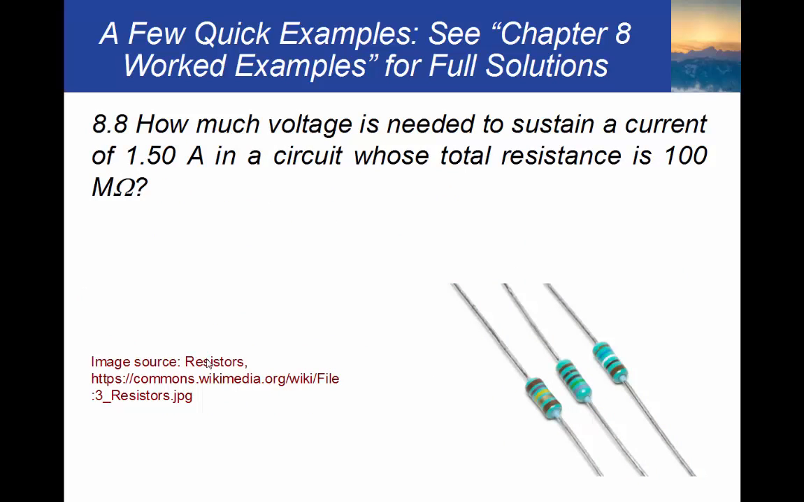All right. Next question. How much voltage is needed to sustain a current of 1.5 amps in a circuit whose total internal resistance is 100 mega ohms? All right, so we use Ohm's law again. V equals IR, and we've been given that I is equal to 1.50 amps and R is equal to 100 mega ohms, which is the same as 100 million ohms.